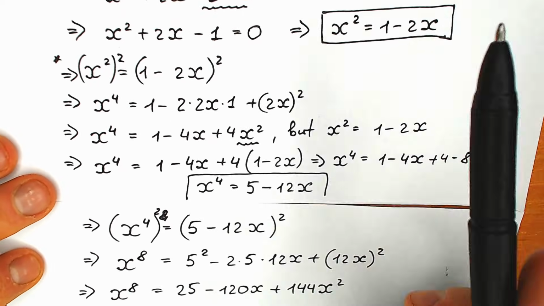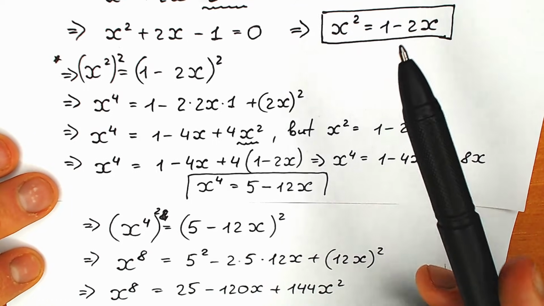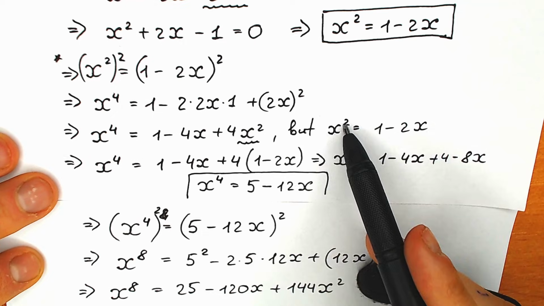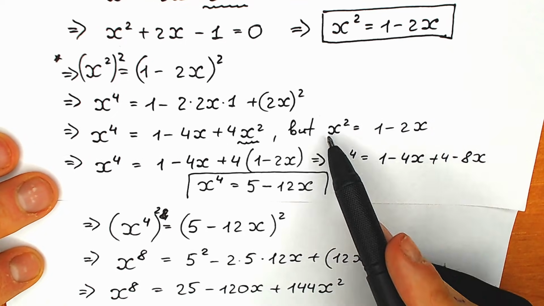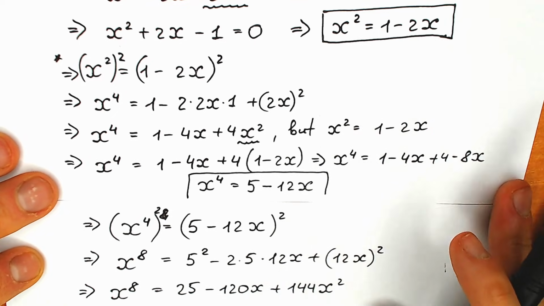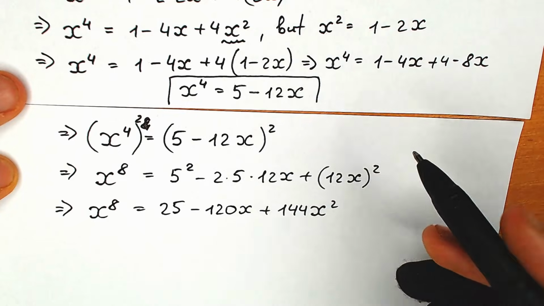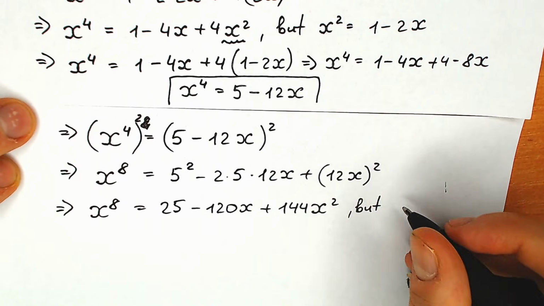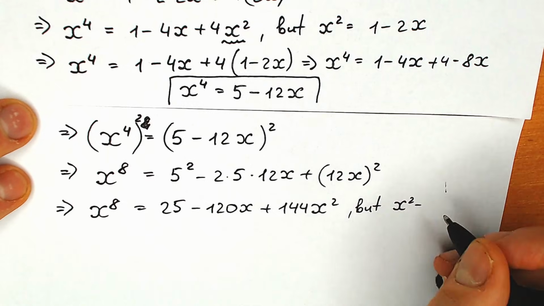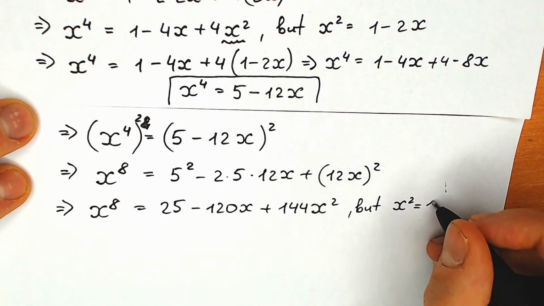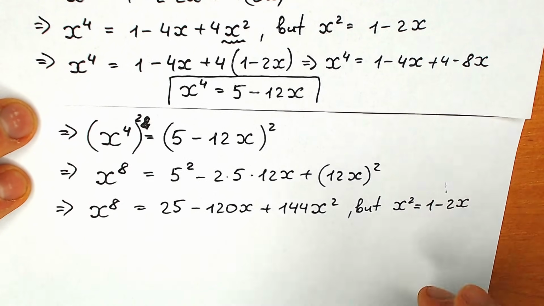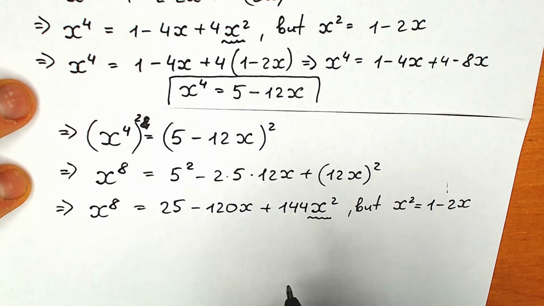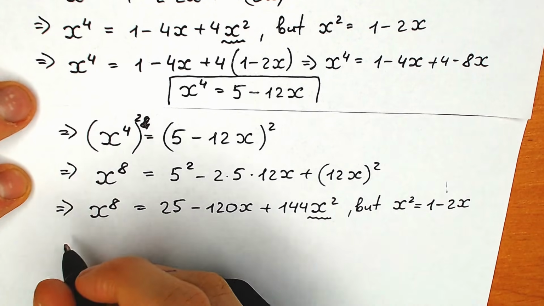This is an extremely important expression, because it helps us to reduce a power. So we express the second power through the first one. Right now let's keep in mind this x squared equal to 1 minus 2x. So right now let's plug in, instead of this x squared, 1 minus 2x. So let's do it.